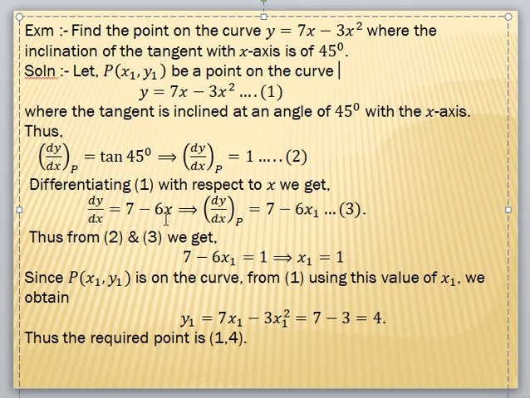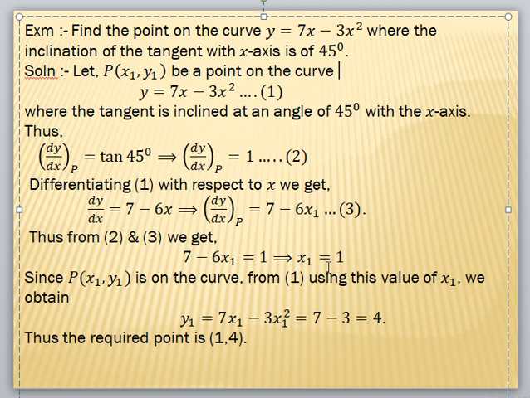Now we can find dy/dx at the point P, because we have taken the point P as (x1, y1). Just by putting x1 in this dy/dx, we get 7 minus 6x1. This 7 minus 6x1 should be equal to 1, because it is given that the tangent makes an angle of 45 degrees. So 7 minus 6x1 is 1, and that gives us the value of x1 as 1.